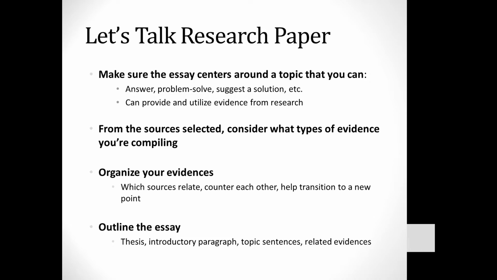Secondly, for writing a research paper, you want to consider the sources you've selected and consider what types of evidence you're compiling. Like I mentioned earlier, anecdotes are usually not the best types of evidence for research papers. So in this case, you want to consider, well, where are my sources coming from? Is it something with good enough ethos? Does it actually provide something to prove my point? You know what I mean? You want to make sure that all your sources are selected for very particular purposes.